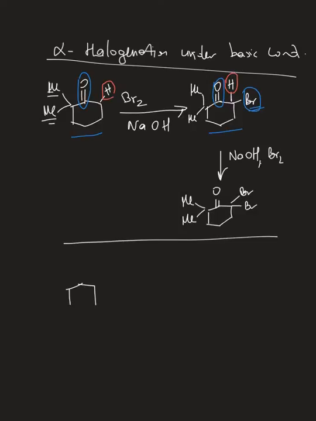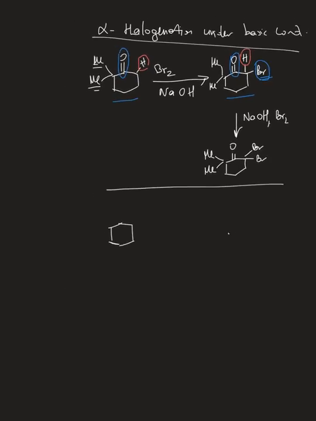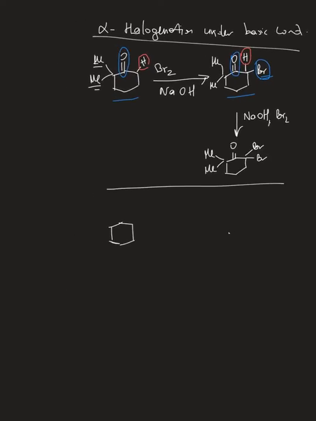if you just take, for example, simply cyclohexanone, and try to do the bromination under basic conditions, now you have protons on this side and you have protons on the other side. So you will basically get a mixture of bromination products.